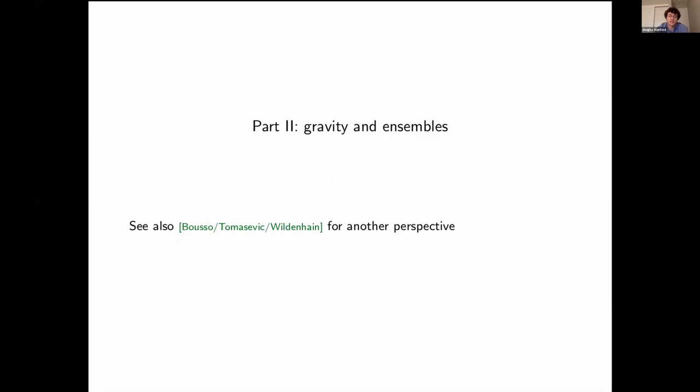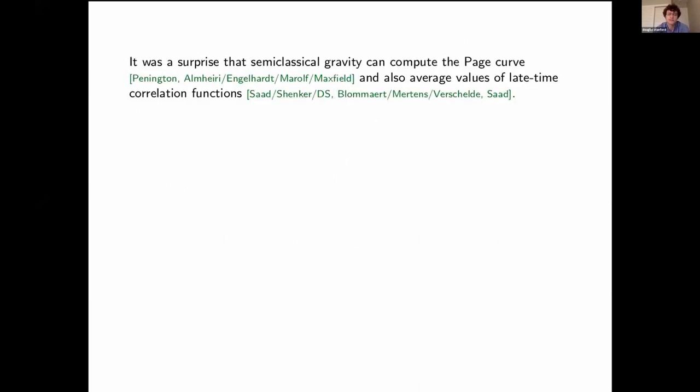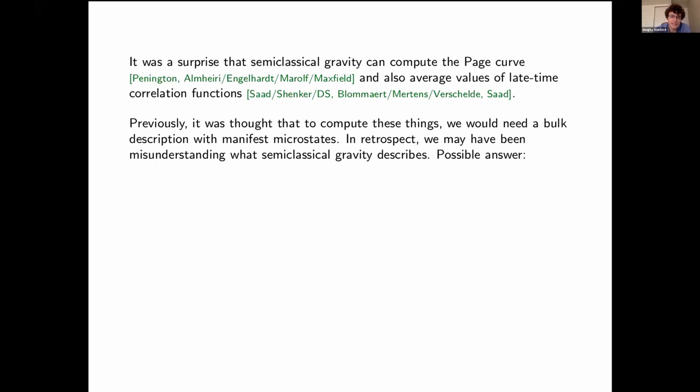Now we're going to switch gears to a different topic. And I want to highlight some recent work by these authors, which addresses the same type of questions, but from a somewhat different perspective. So it came as a surprise about a year ago that semi-classical gravity can compute the Page curve. And over the past couple of years, also that it can compute average values of late time correlation functions. Previously, I guess it was thought that to compute these things, we would need a bulk description that has manifest microstates.